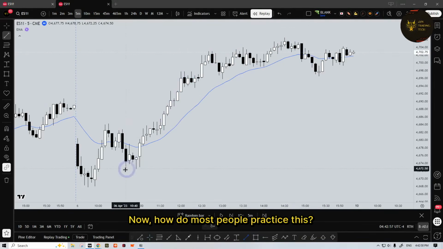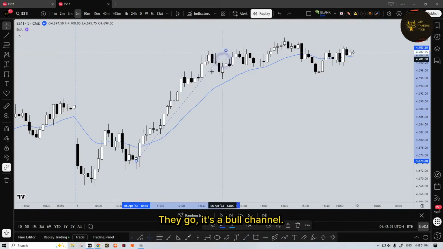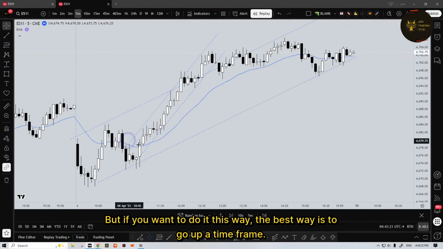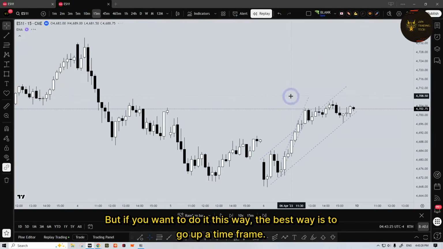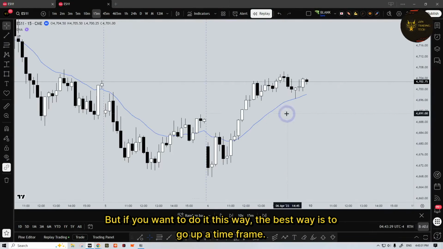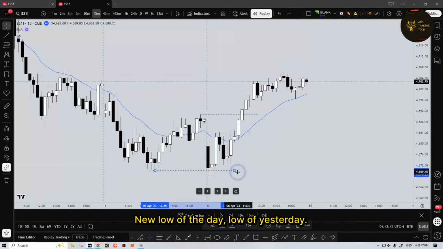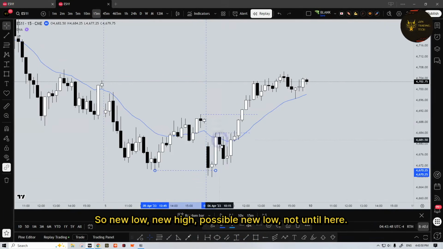Now, how do most people practice this? They go, oh, it's a bull channel, or oh, it's a bull channel. Now, I don't think there's anything wrong with doing that. But if you want to do it this way, the best way is to go up a time frame. If you're going to use the 15-minute chart, well, here's your new high, new low of the day, low of yesterday. So new low, new high, possible new low, not until here.